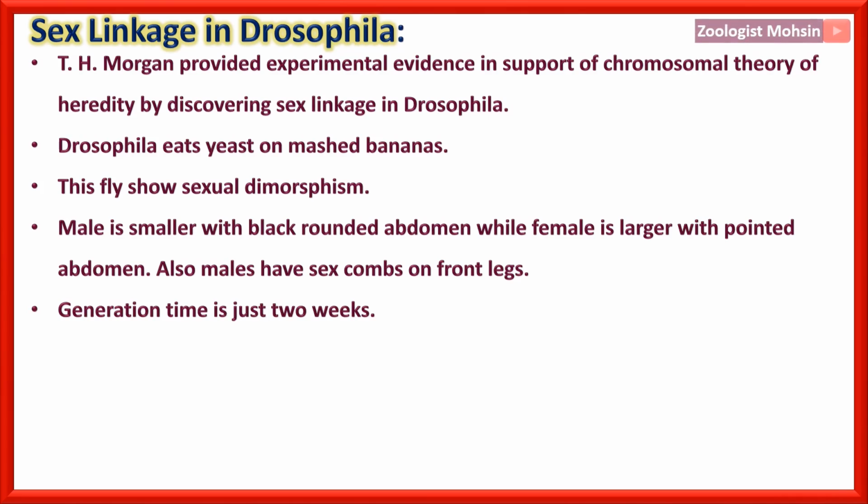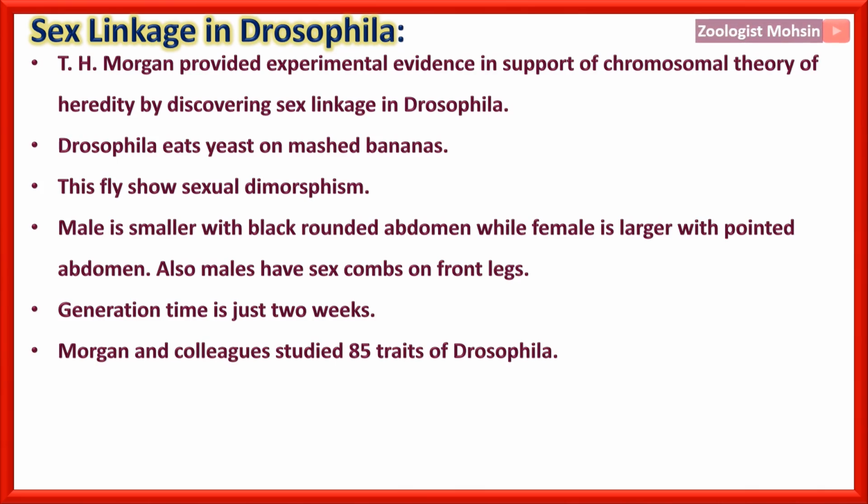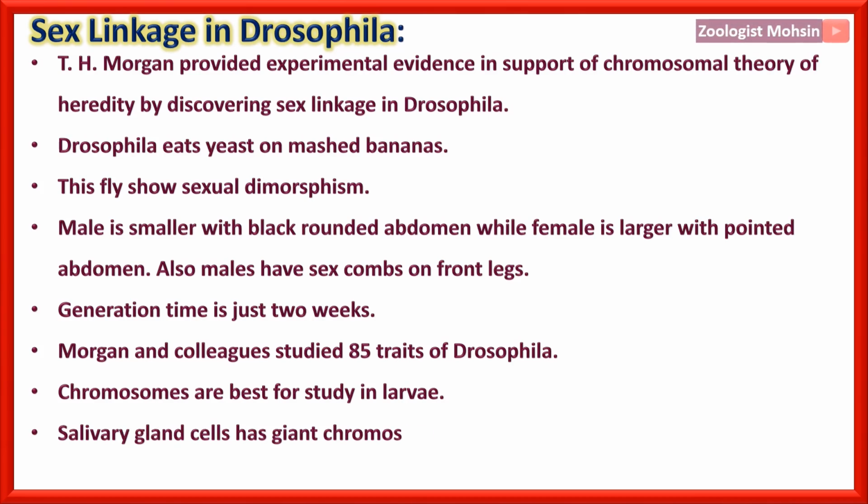Generation time is just 2 weeks, or more accurately only 10 days. Morgan and colleagues studied 85 traits of Drosophila. Chromosomes are best studied in the larva of Drosophila, while salivary gland cells have giant chromosomes in their nuclei, showing bands like they are genes.